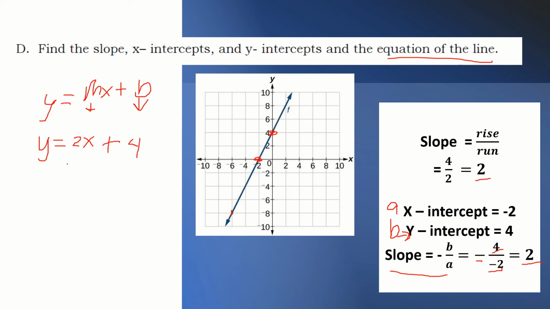Or pwede nyo isulat sa standard form. Lipat nyo yung 2x sa kabilang side. So, that is negative 2x plus y is equal to 4. Okay, so yun yung equation ng line. Okay, let us have number 2.